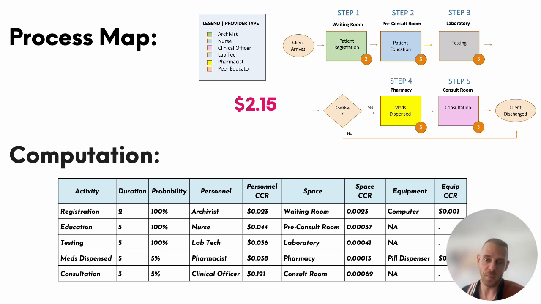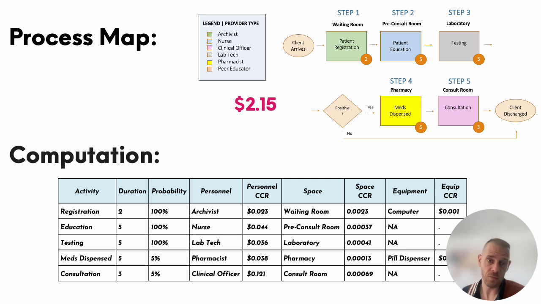And then if they test positive, they'd go to the pharmacy to have meds dispensed for 5 minutes where they meet with a pharmacist, and lastly go back to the consultation room, meet with a clinical officer for 3 minutes. This process map can be represented computationally in the Excel table below as well.